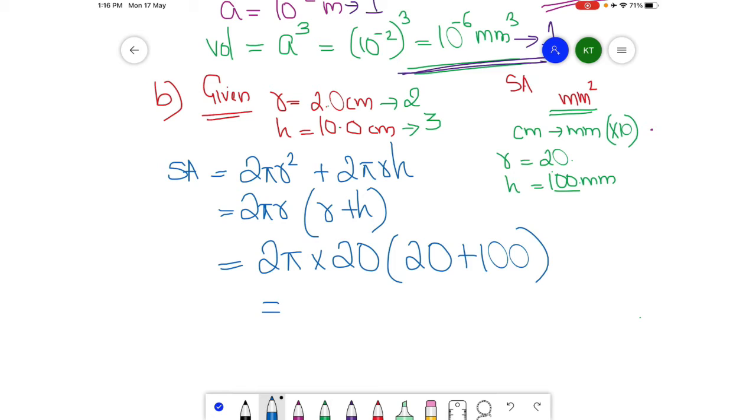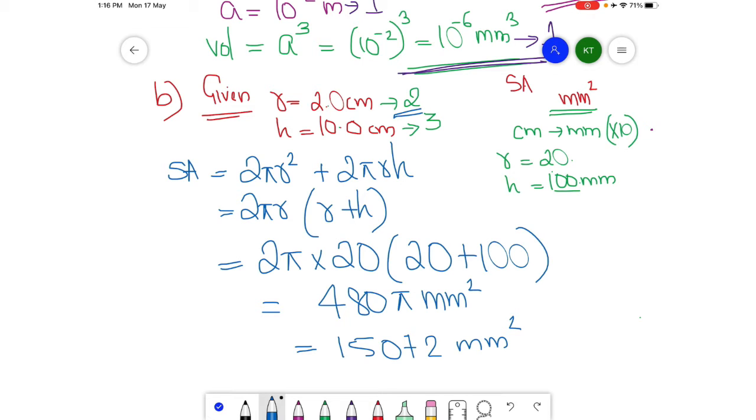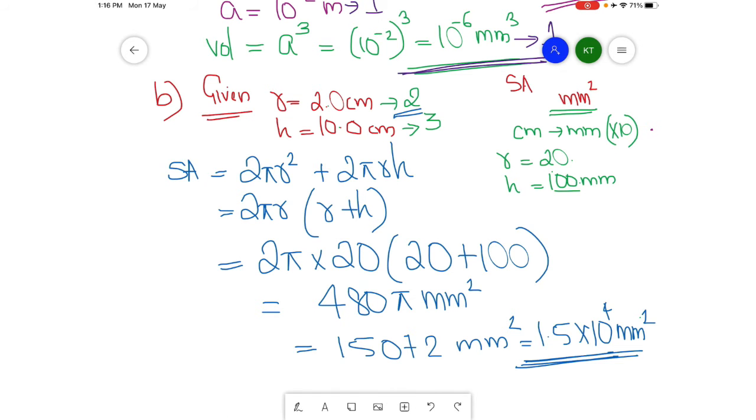We get the value to be 480 pi millimeter square. That is 15072 millimeter square. But our final value should contain only two significant figures. Therefore, we can write this as 1.5 into 10 power 4 millimeter square. Even if you open this, we get the same value, that is 15072. So this is our final answer: 1.5 into 10 power 4 millimeter square.